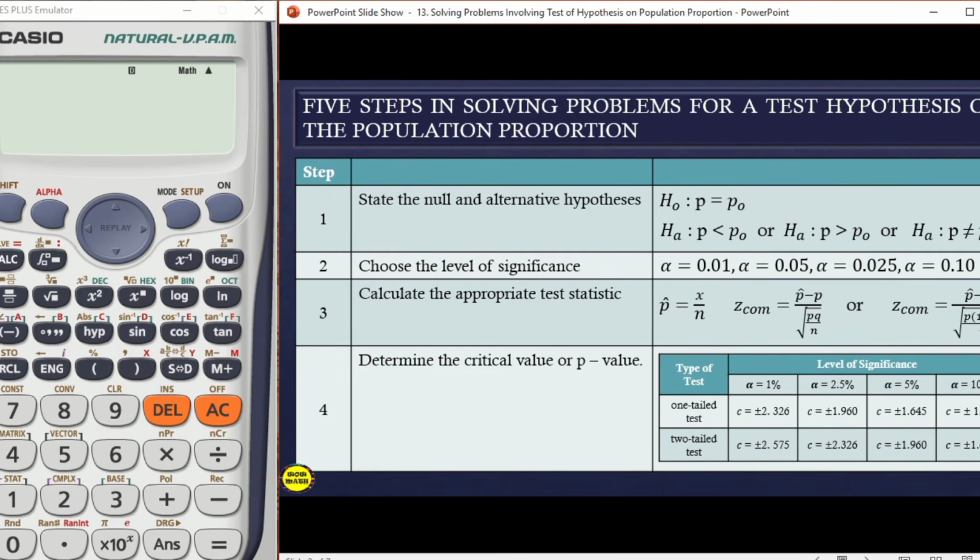Kapag left-tailed test, negative yung sign na gagamitin. Pag right-tailed test, ibig sabihin greater than yung symbol sa alternative hypothesis natin, positive yung sign na gagamitin. At kapag not equal ang alternative hypothesis natin, ibig sabihin two-tailed test yan. So dito kayo titingin ngayon. So using the level of significance, ito yung mga corresponding na critical value natin.